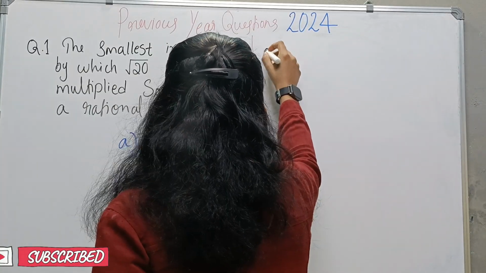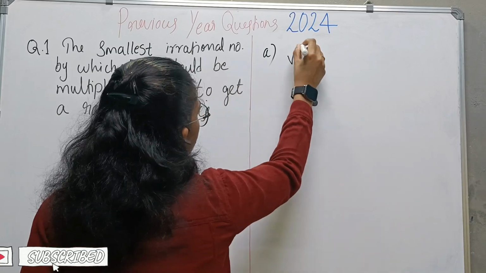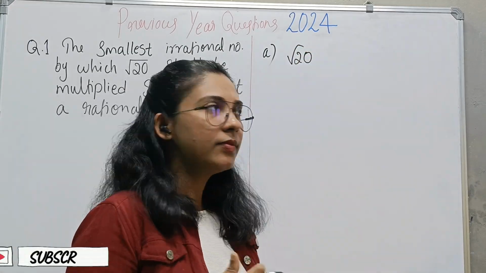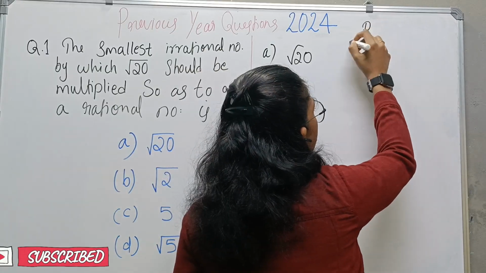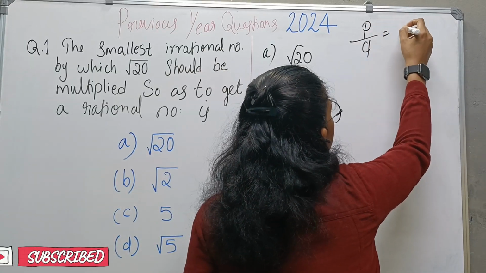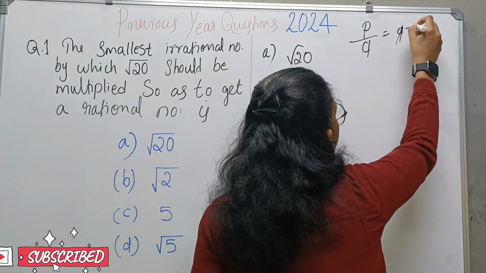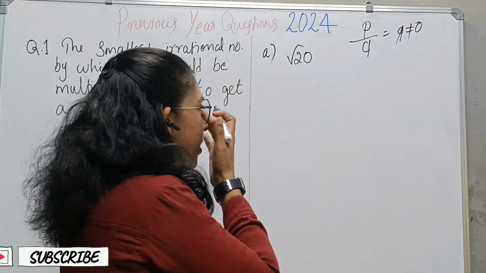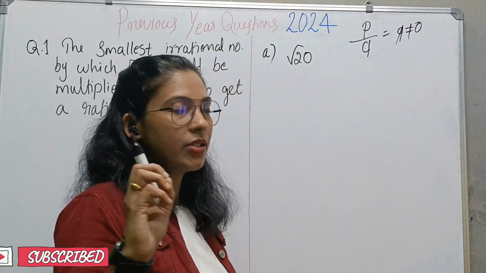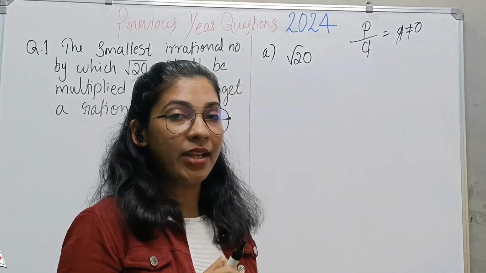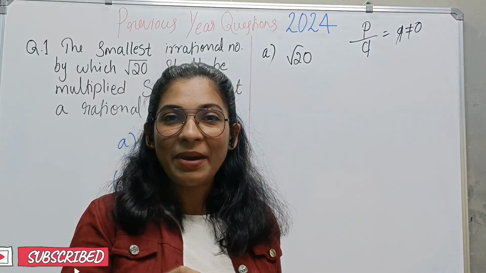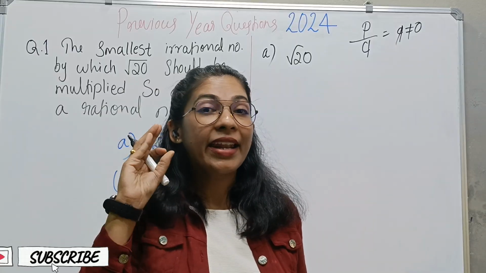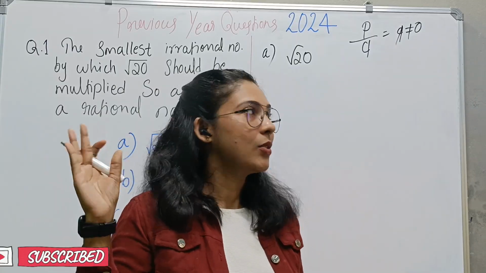For the first case, that is root 20. Before that, what is a rational number? A number which can be represented in the form of p by q, where q is not equal to 0, is said to be a rational number. So root 20 is an irrational number. What we have to find out is the smallest number which, multiplied with this number, gives a rational number. So this is the question.